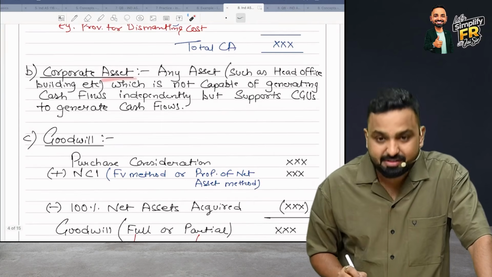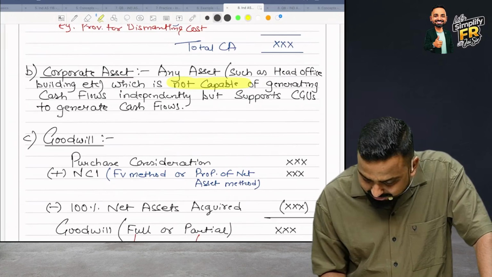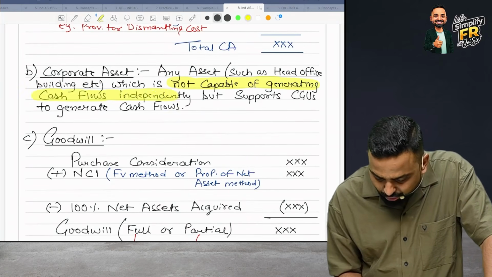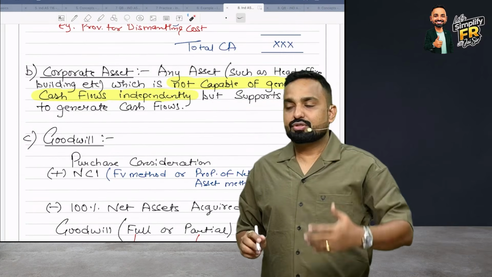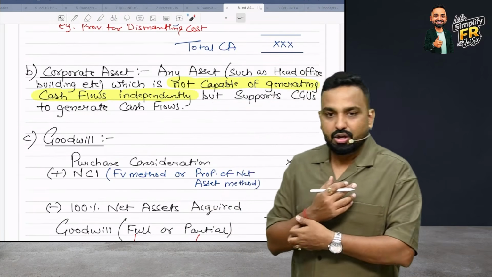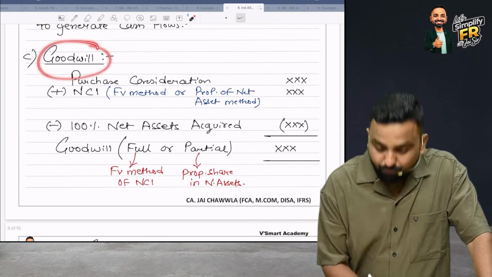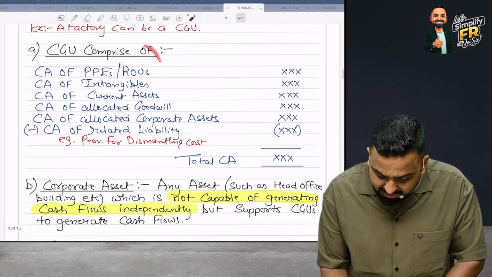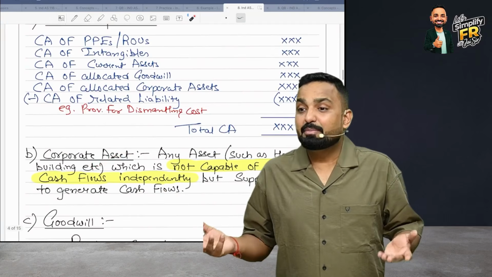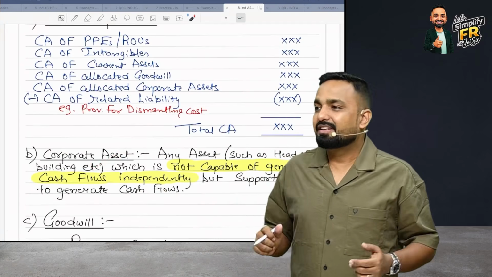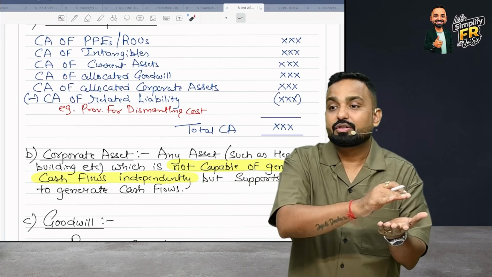So what is a corporate asset, guys? Any asset such as the head office which is not capable of generating cash flows independently but supports the CGU to generate cash flows, like head office buildings. They support CGUs. They directly cannot generate the cash flows. Now, what about goodwill? Why are we including the goodwill in the CGU? Because just like a corporate asset, goodwill is not able to generate cash flows independently. Understood or not? So you have to allocate the goodwill to the CGU.